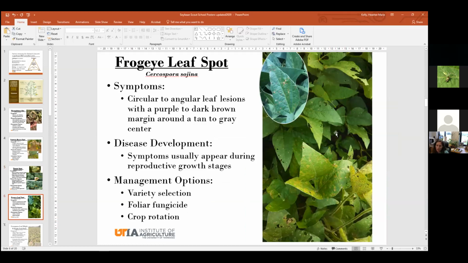This is usually throughout the canopy and seen on the newest foliage in the upper canopy. Here's two different varieties here, where one is highly susceptible. You have all those lesions on this variety versus this variety here. It's the exact same disease pressure and environment, but again, the difference is the genetics in that variety. It does not develop as many lesions.